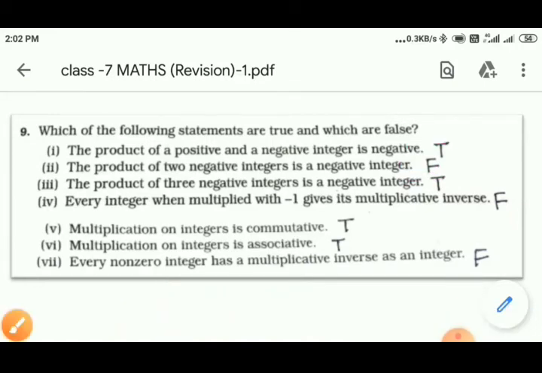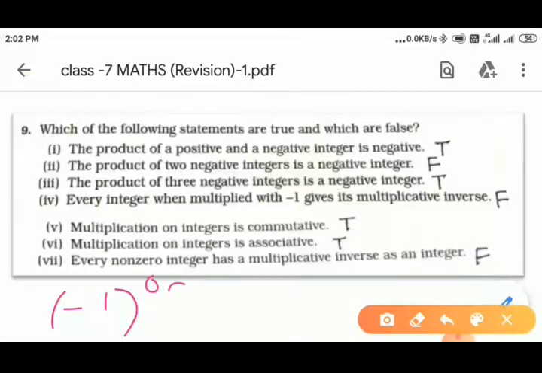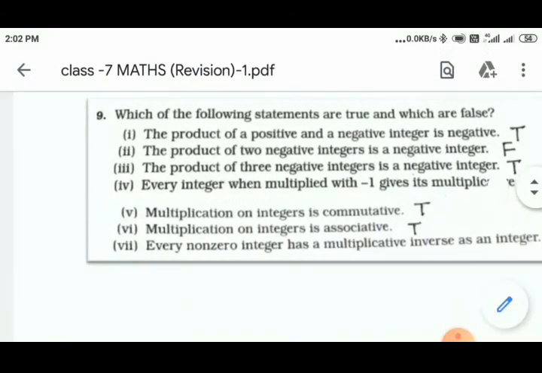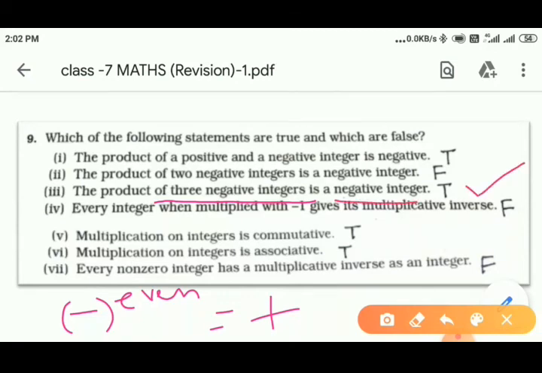The third one is: the product of three negative integers is a negative integer. Last time I told you that if the negative sign has an odd power, it remains negative, and if the negative sign has an even power, it remains positive. So what I want to say is that three negative integers, 3 is an odd number. Because of odd, it remains negative. So it's a true statement.